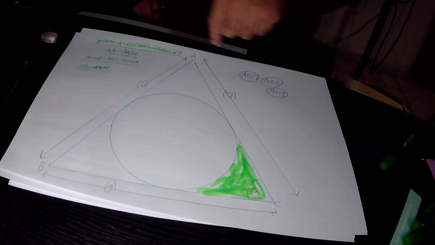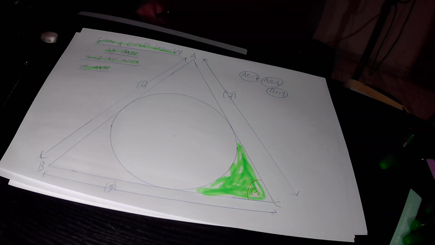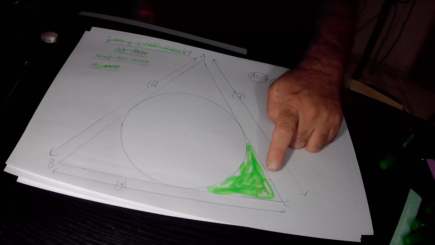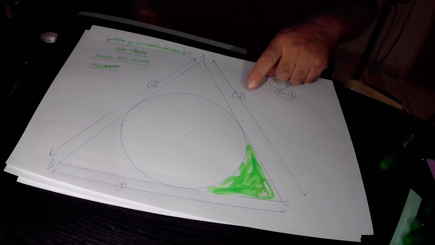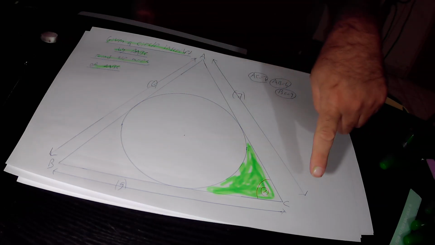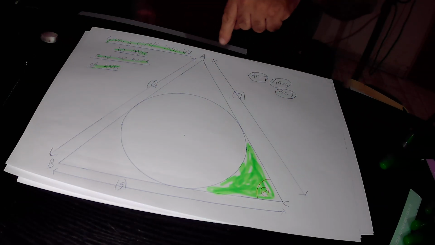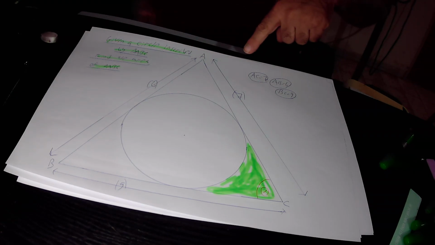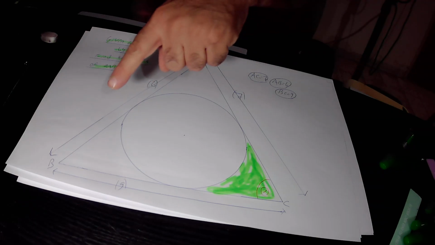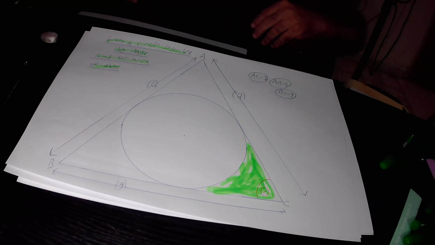in this triangle ABC. According to the law of cosines, in this triangle ABC, cosine theta equals AC square, that is actually 7 square, plus BC square, that is 9 square, minus AB square, that is 6 square, over 2 times AC, that is 7, times BC, that is 9.